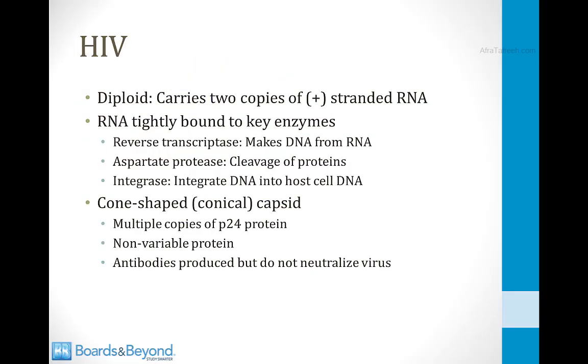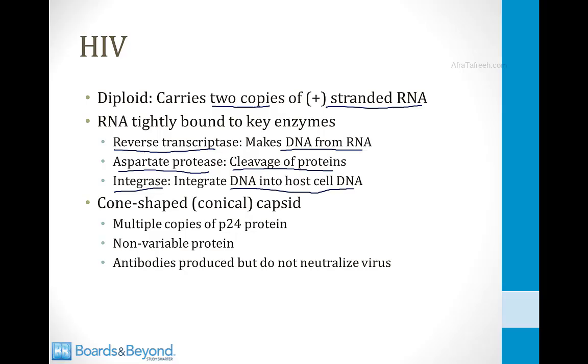HIV has a diploid genome, and this means that it carries two copies of positive stranded RNA inside of the virus. The RNA is tightly bound to several key enzymes. The first one is reverse transcriptase, which we talked about before. This is what makes DNA from RNA. The second enzyme is aspartate protease, and this is responsible for cleavage of proteins. We'll talk more about this in a minute. And the third enzyme is integrase, which integrates the DNA of the virus into the host cell's DNA.